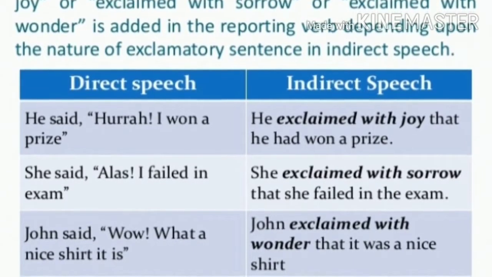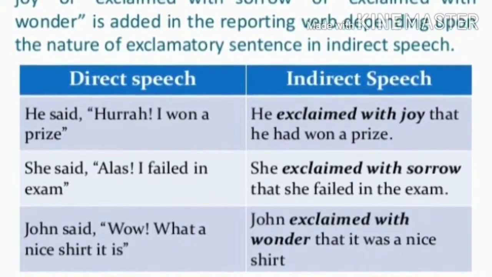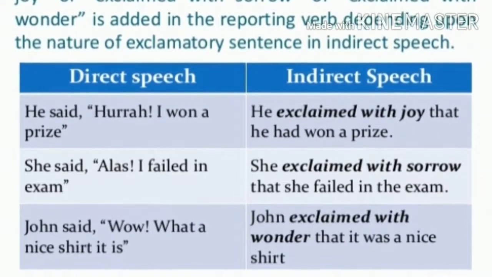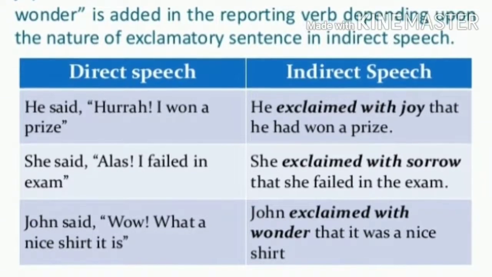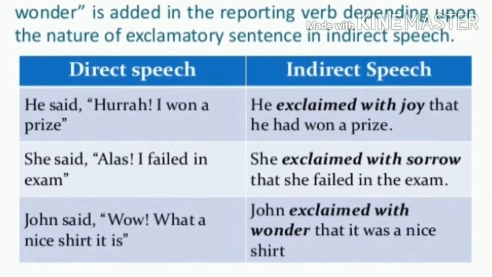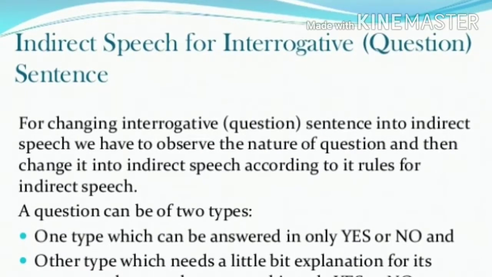Hope students, now the idea is very clear to all of you. What I am actually willing to tell you is how to change your exclamatory sentences from direct to indirect speech. You are going to use these words: exclaimed with joy, exclaimed with sorrow and exclaimed with wonder. Alright. Students, indirect speech for interrogative sentence.